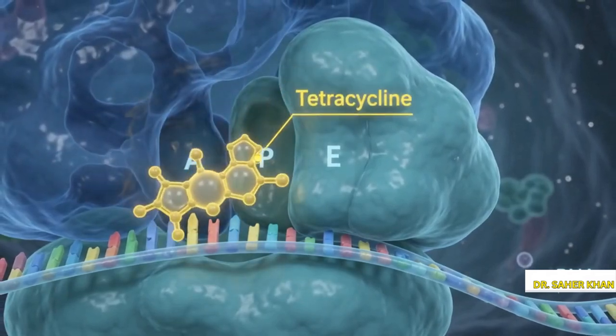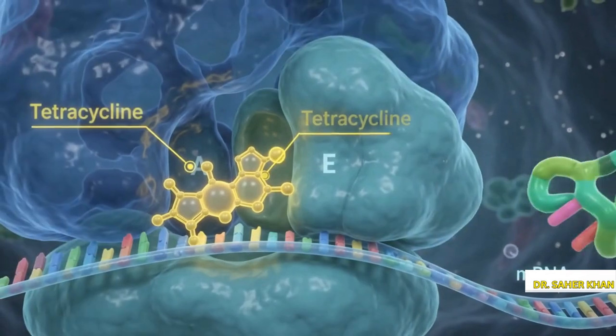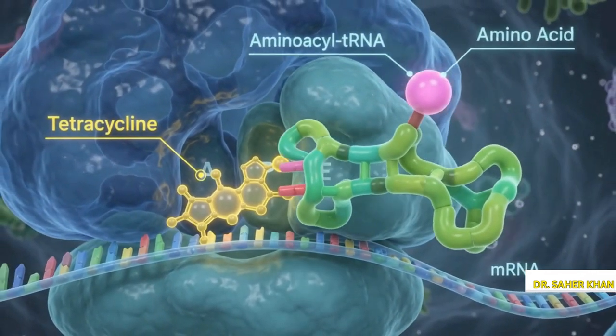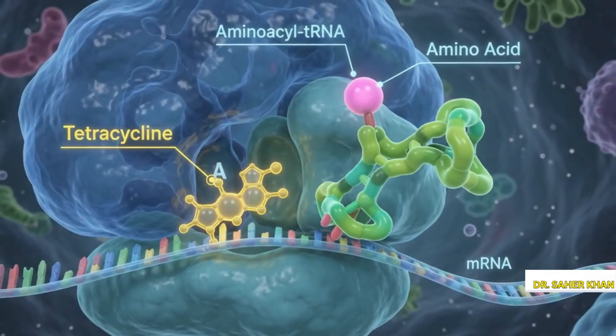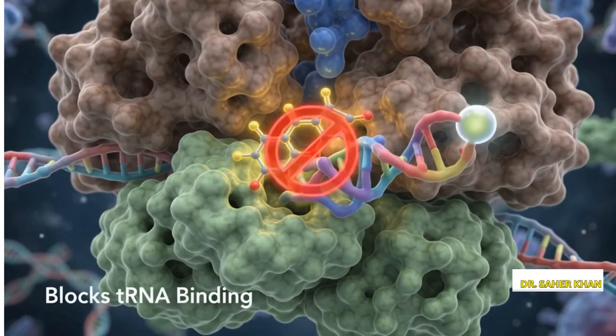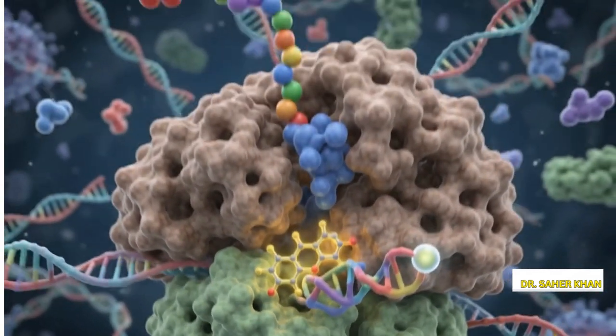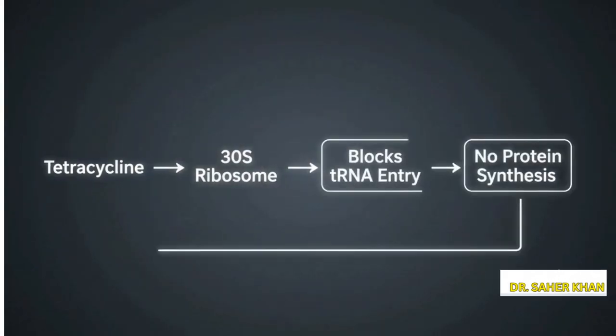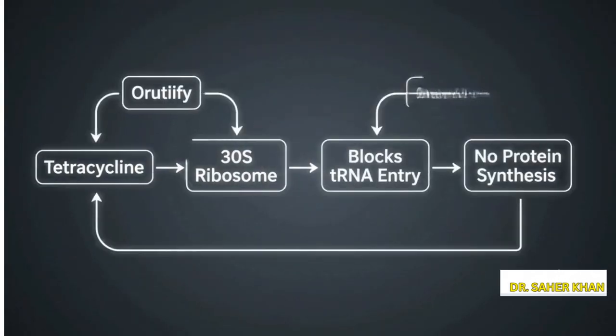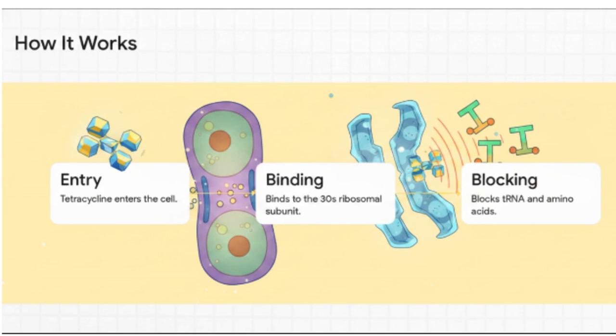And by binding to the 30S subunit, they prevent the attachment of tRNA carrying amino acid to the A site of the ribosome. If tRNA cannot bind, new amino acids cannot be added to the growing polypeptide chain. As a result, protein synthesis is blocked and bacterial growth stops. So, the key point to remember is tetracyclines inhibit protein synthesis by binding to the 30S subunit of the bacterial ribosome, and this is the most important exam oriented takeaway.